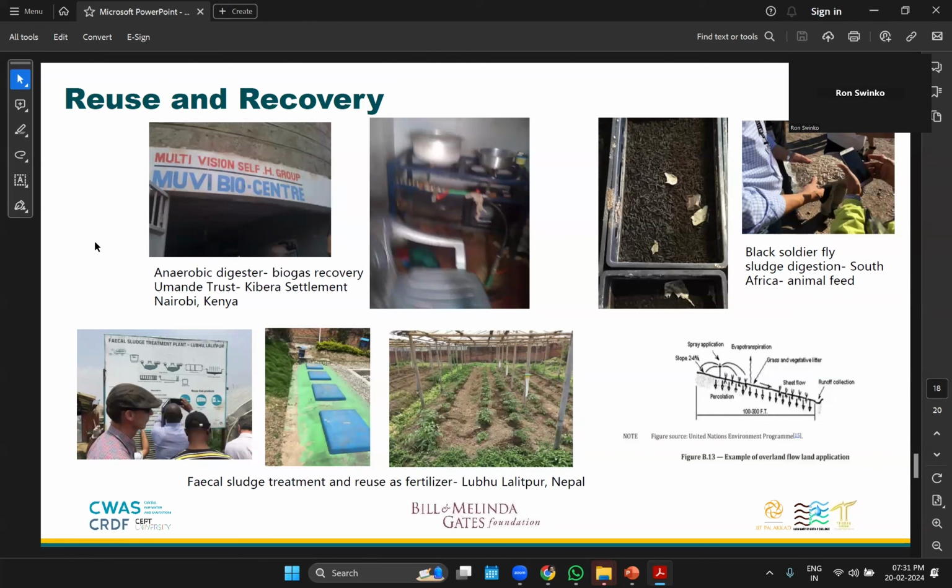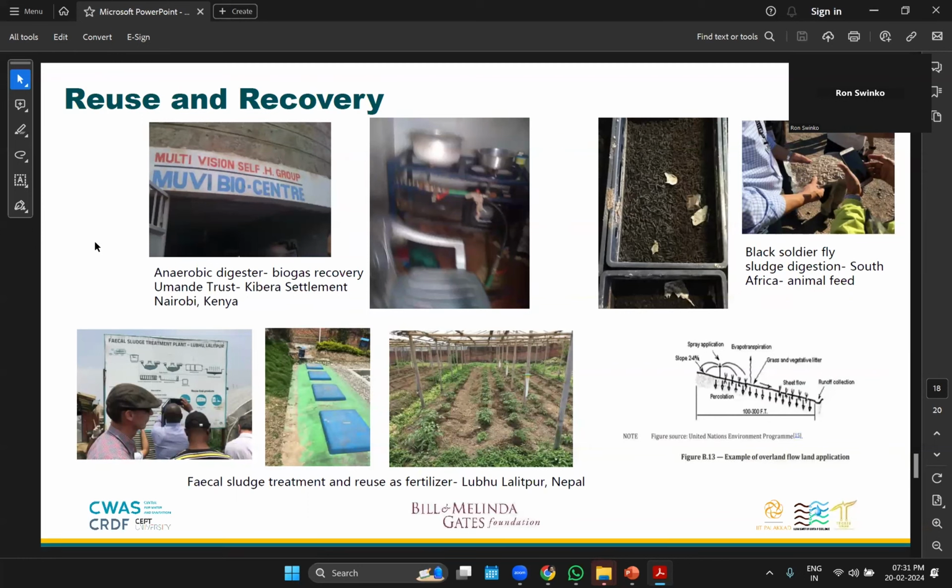Off to the right is an interesting process in South Africa, where black soldier fly larvae are used to digest sludge that has been previously heated to destroy the pathogens. And then, of course, in the lower left, that particular treatment process and reuse was described as part of the previous presentation on the Nepal initiatives.